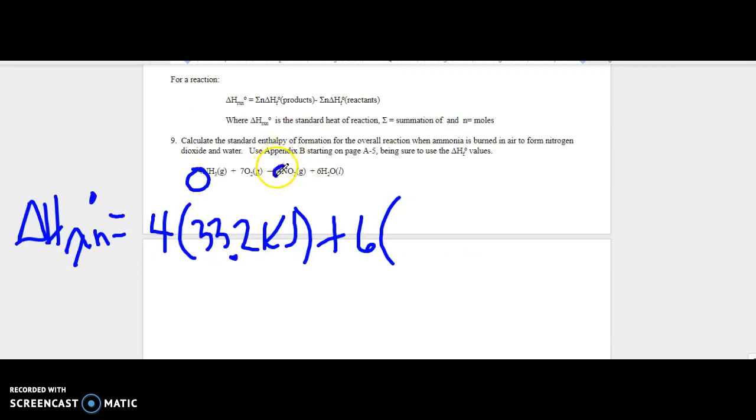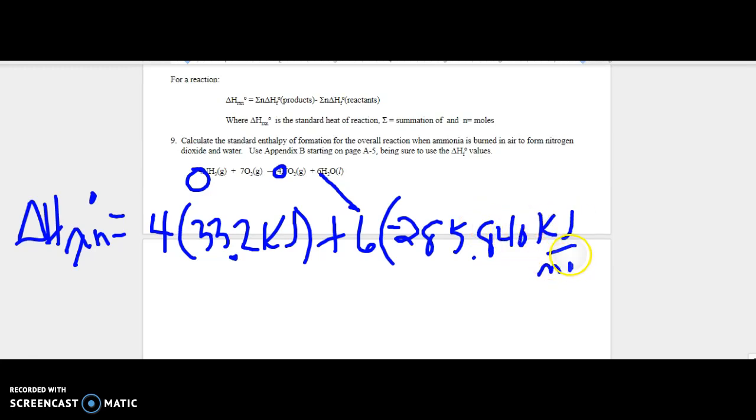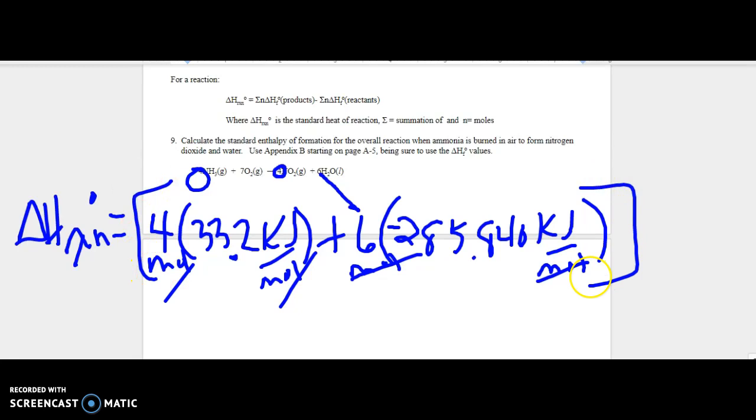So, sorry, you're doing products, so the 4 is from the NO2, and the 6 is coming from the H2O liquid, and for that value we need the minus 285.8. And these are really kilojoules per mole. So this is 6 moles. So the moles cancel. This would be 4 moles. This is kilojoules per mole. So those moles cancel. So this whole part is your products.